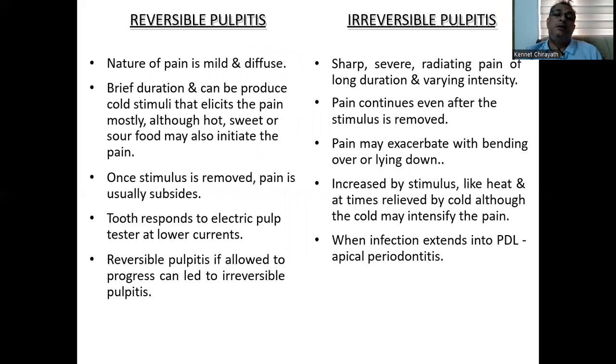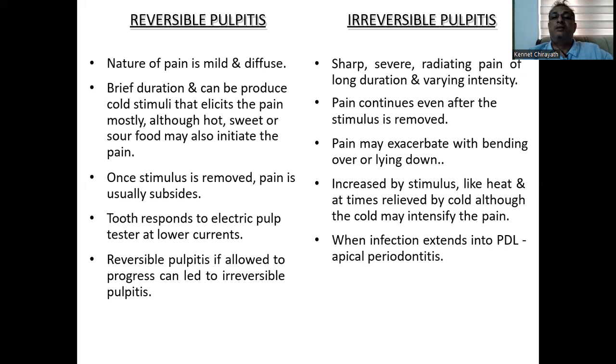So these are the differences between irreversible pulpitis and reversible pulpitis. In reversible pulpitis, the nature of the pulp pain is mild or moderate, sharp, of brief duration, and can be produced by cold stimulus, which elicits the pain mostly, although hot, sweet, or sour food may also initiate the pain. Once the stimulus is removed, the pain subsides. In irreversible pulpitis, the pain is severe, radiating, of long duration, and may intensify. The pain continues even after the stimulus is removed.